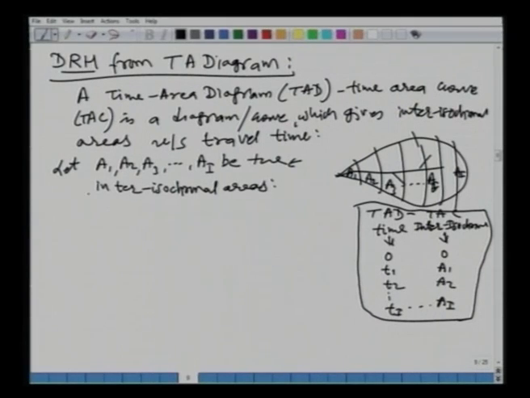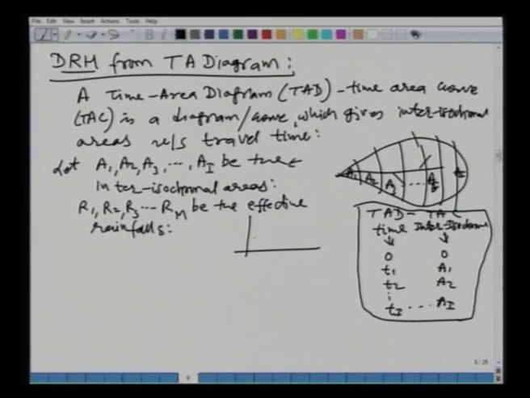Also, let R1, R2 and R3 etc., all the way up to R subscript capital M, be the effective rainfalls that are falling on the catchment. Let us say that it looks like this. These are the ERH, the effective rainfall hyetograph.